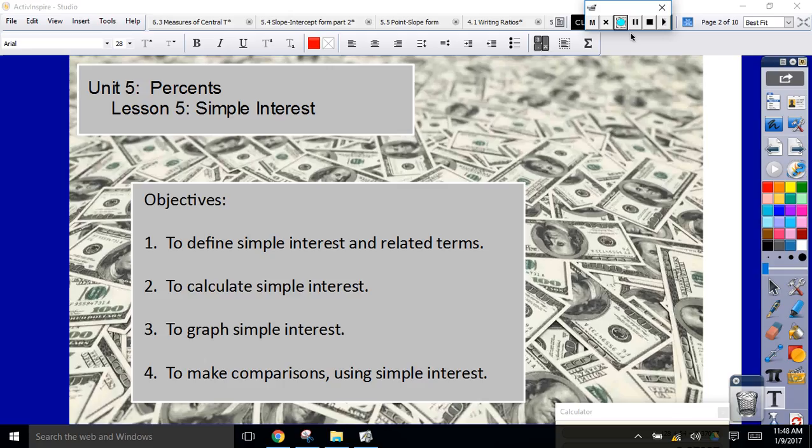So our objectives today, we're going to talk about what simple interest is and some other terms related to simple interest. We'll practice calculating it. We may get through these first two objectives today, we may not. Tomorrow we'll be graphing simple interest and making comparisons using simple interest.